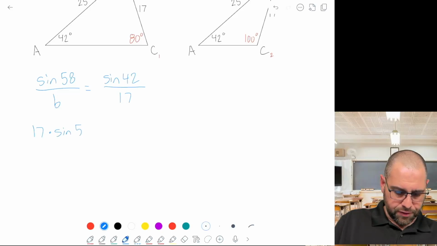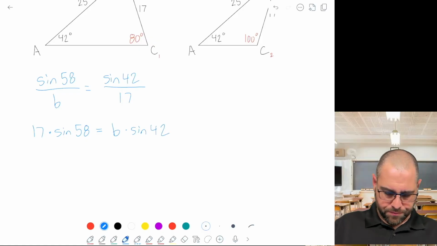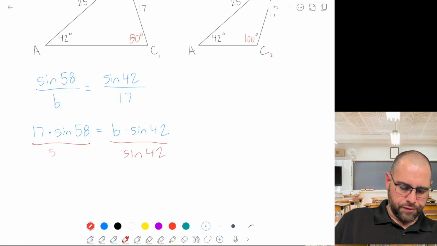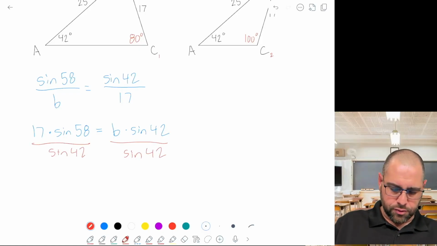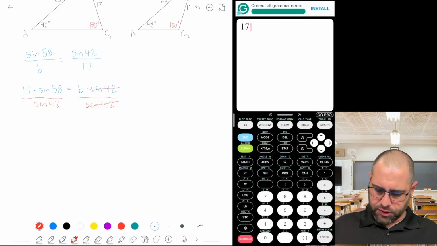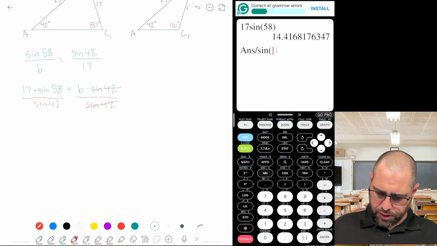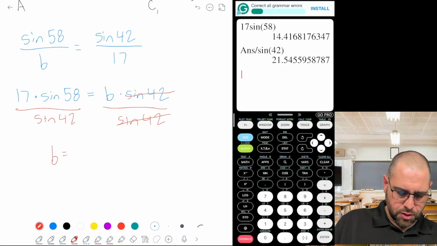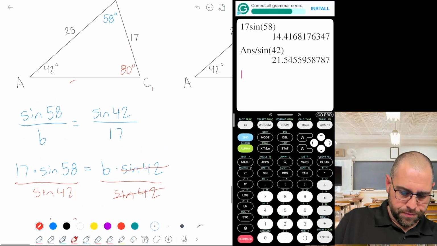17 times the sine of 58 equals b times the sine of 42. And we divide both sides by the sine of 42. 17 times the sine of 58 divided by the sine of 42. 21.55 is what I got. 21.55 units for side B.